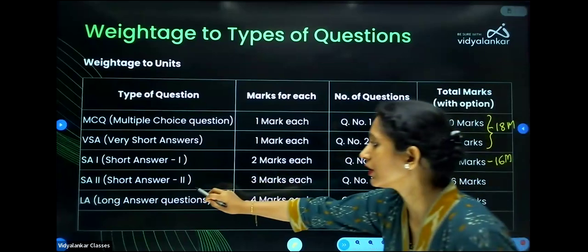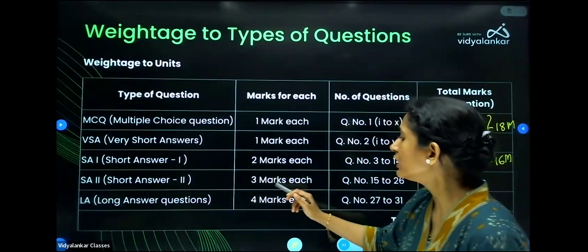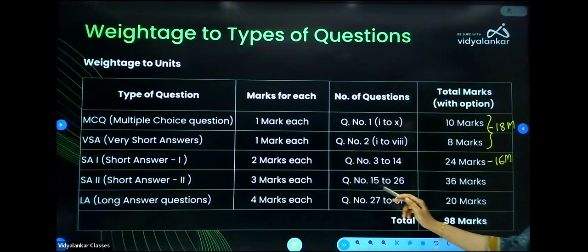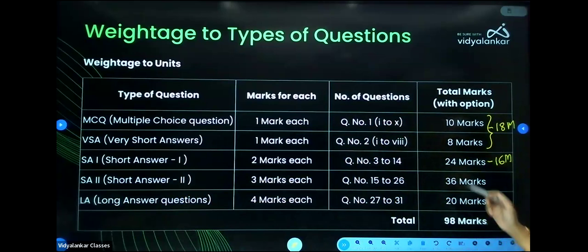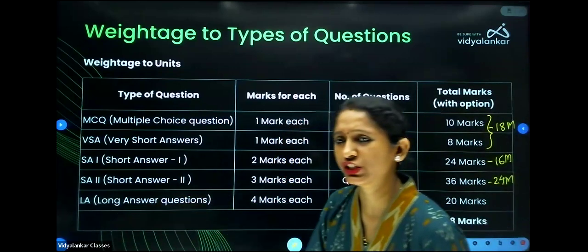After that, this is section C. Again, short answer type 2 questions, 3 marks each. It starts with question number 15 and ends with question number 26. Here, these 12 questions are of 36 marks. And again, you need to attempt any 8 of your choice. So the section becomes 24 marks.